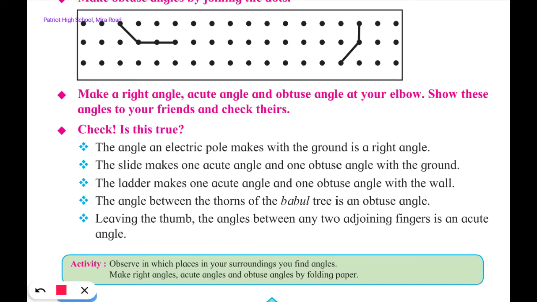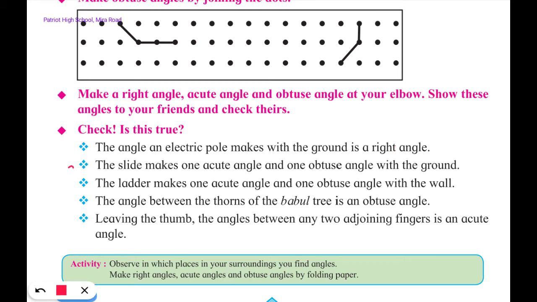Check. Is this true? Number one. The angle made by an electric pole with the ground is a right angle. The electric pole with the ground, it makes a right angle. In fact, it makes two right angles, one here and the other here. Both are equal. If it makes two angles which are equal with the ground, then both are right angles. So this is true. T for true.